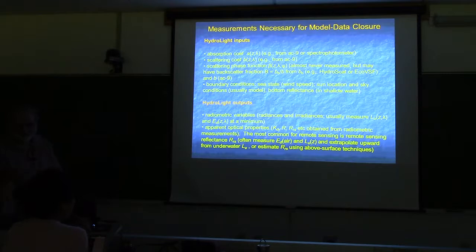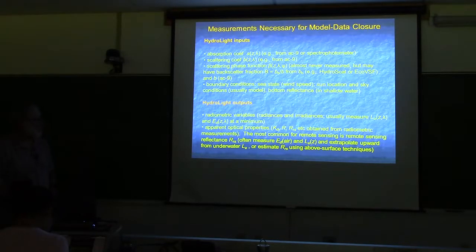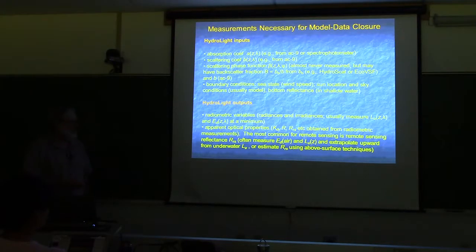Then its outputs, of course, are the radiometric variables, and what you can usually measure to compare with Hydrolight are things like L_u and E_d as functions of depth and wavelength. So that's kind of the minimum thing you would measure if you went to the field. You can compare Hydrolight's AOPs like K_d and remote sensing reflectance with whatever you measured in the field. And the most common thing, of course, is remote sensing reflectance. So you measured E_d and L_u and some way turned those into R_rs.